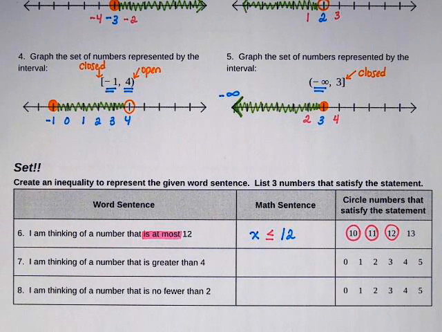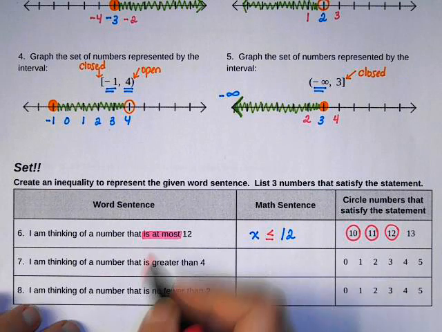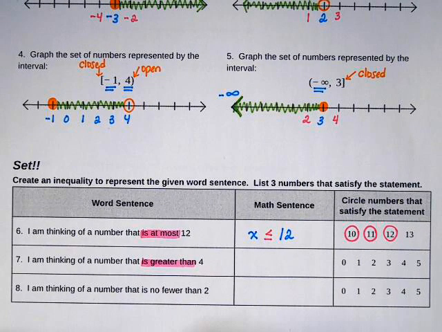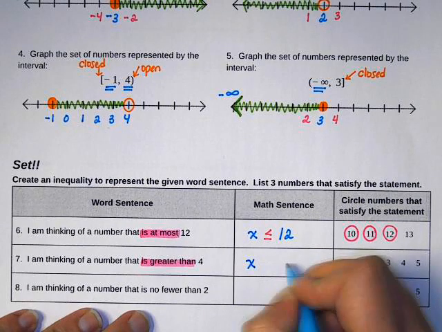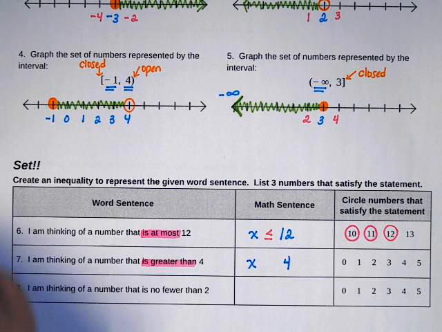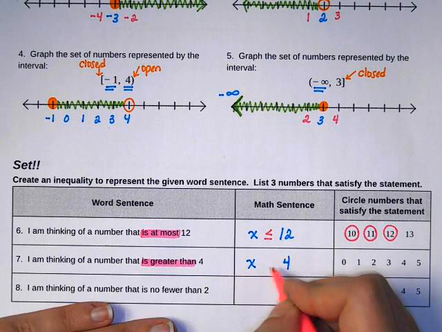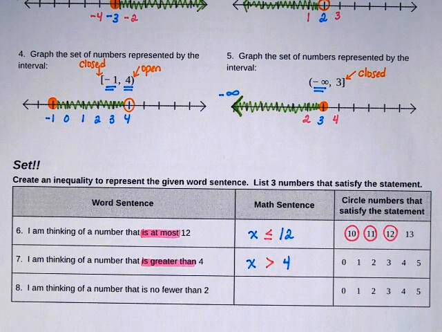For number 7, it says, I am thinking of a number that is greater than 4. So I'm thinking of a number, which means I'm going to use X, that is greater than 4, and I'm leaving some space for that symbol. Is greater than is a little bit more obvious than the words is at most. Is greater than means literally greater than. I want the number I'm thinking of to be bigger than the number 4.